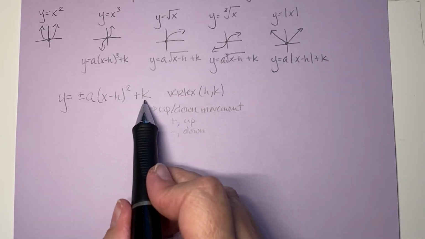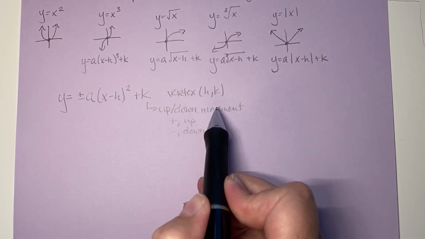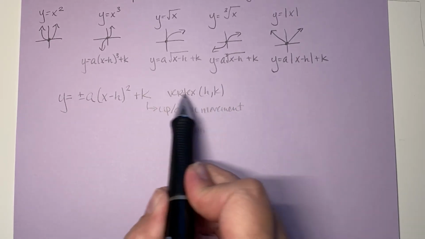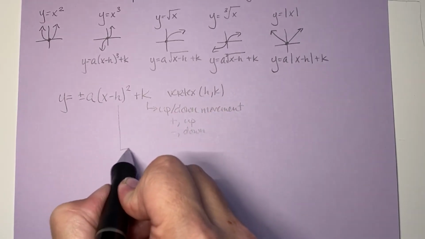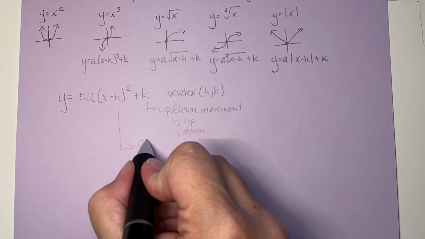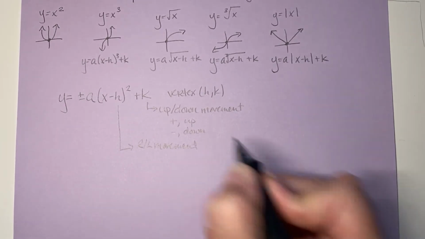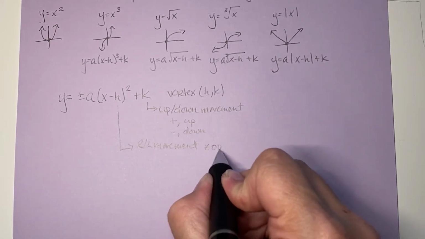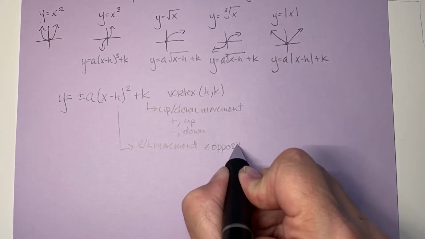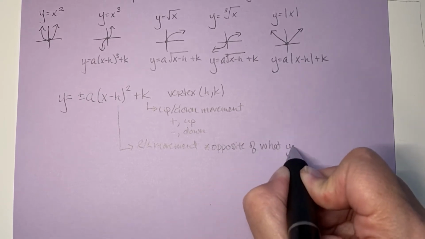Okay, so if the k part of the vertex tells us up or down, because that's on the y-axis, the h is going to tell us right or left movement, because that's on the x-axis. So right or left movement. Okay, but you have to remember this is going to be the opposite of what you see.